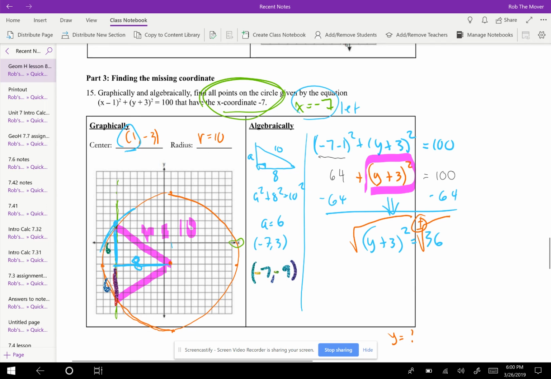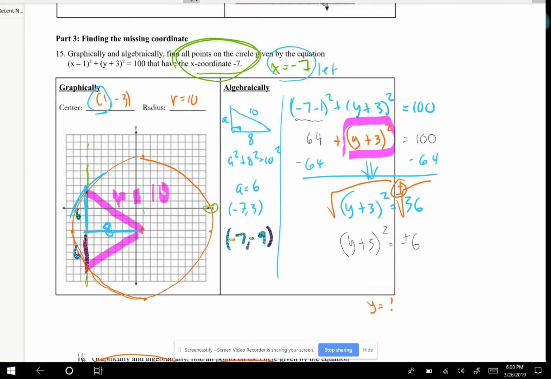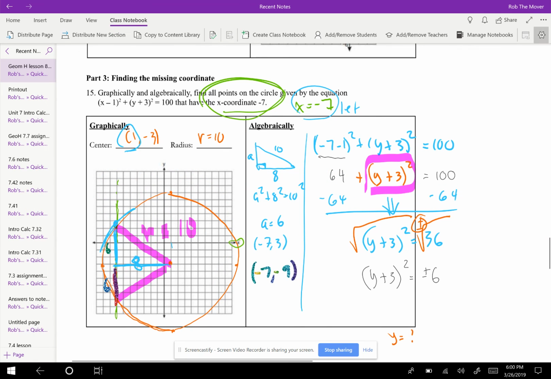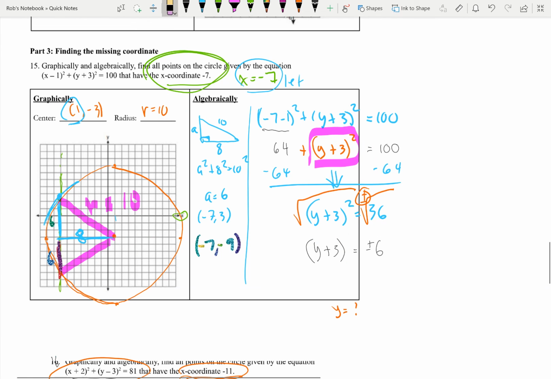Oh, what just happened? I lost something here. I don't know what I lost. Okay, so we just end up with y plus 3 squared equals plus or minus 6. Sorry, we got rid of the squared. What is wrong with this? Sorry, we got y plus 3 equals plus or minus 6.